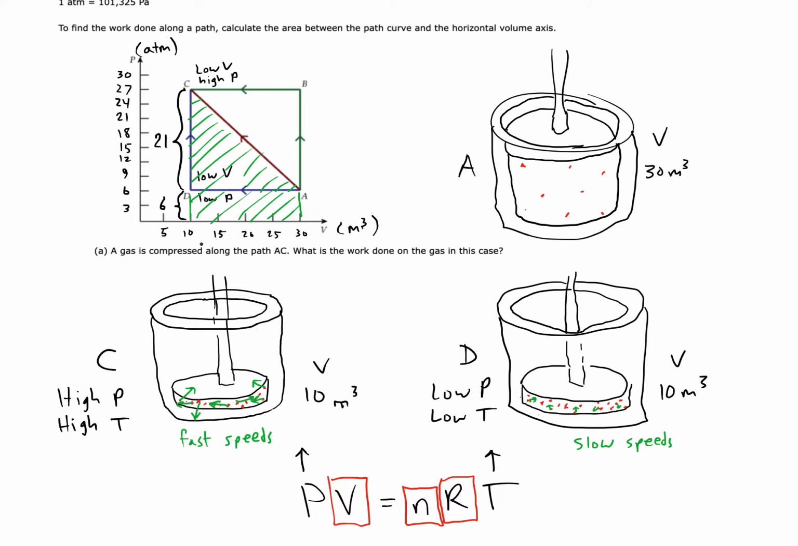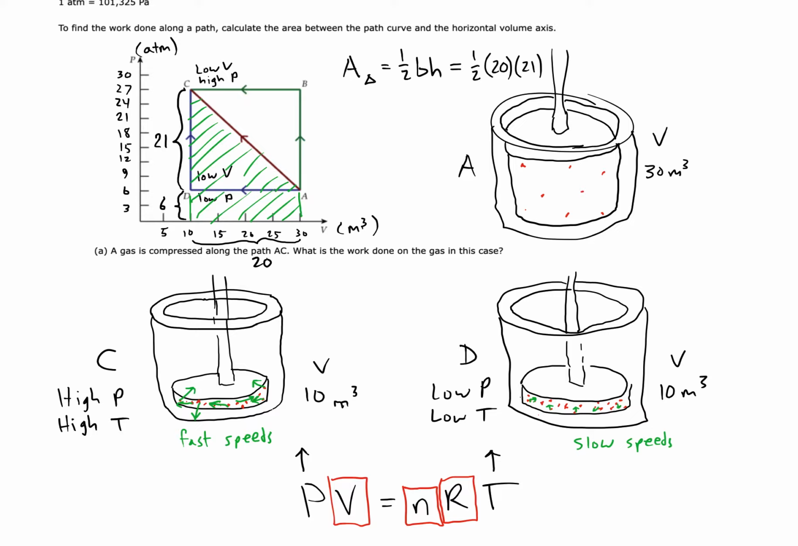And then you also need the base, which is this here, and that's 30 minus 10, which is 20. So if we just do the area of a triangle formula, it's going to be 1/2 base times height. So 1/2 of 20 times 21.